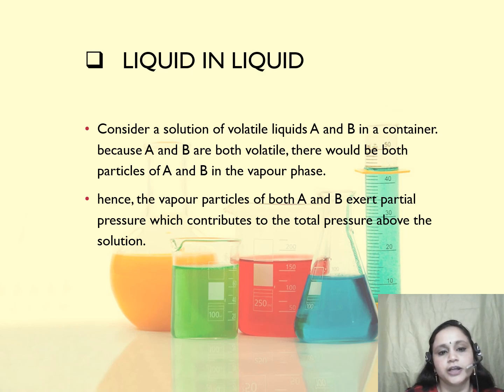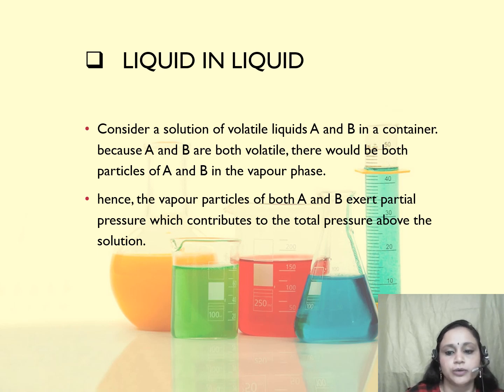Let us first consider the solution where liquid and liquid have been mixed together, for example, alcohol and water. In this type of solution, the volatile liquids A and B are in a container. Because both of them are volatile, both will form vapors. Hence, both of them will exert a partial pressure.